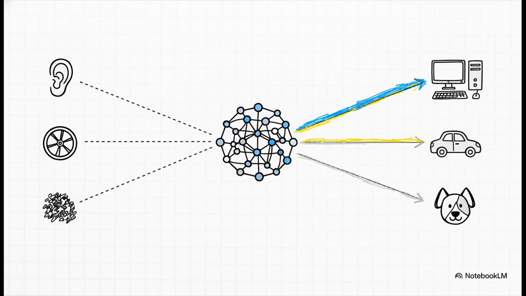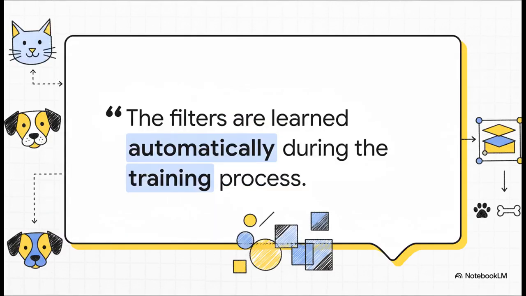And finally, everything comes together in the fully connected layers. This is really the grand finale. This layer takes all those simplified, high-level features that we've identified and puts it all together to make the final decision. It weighs all the evidence and says, okay, based on everything I've seen, I'm 95% sure this is a cat.